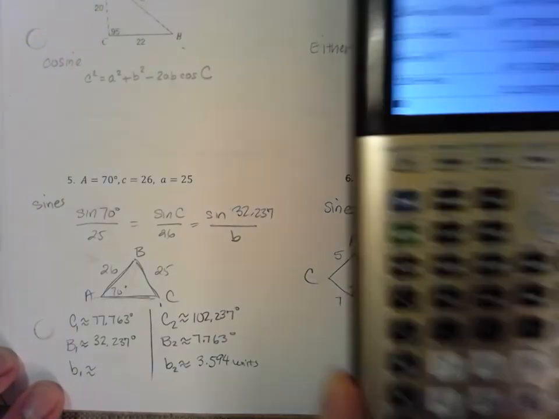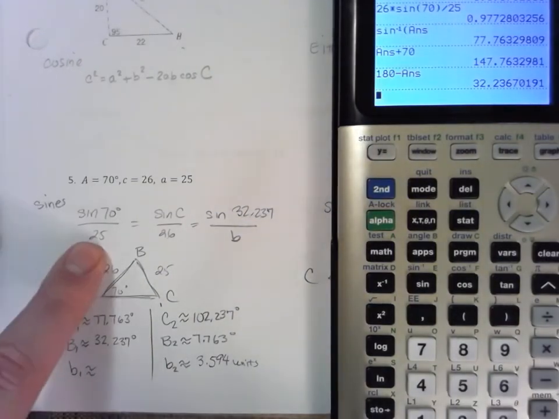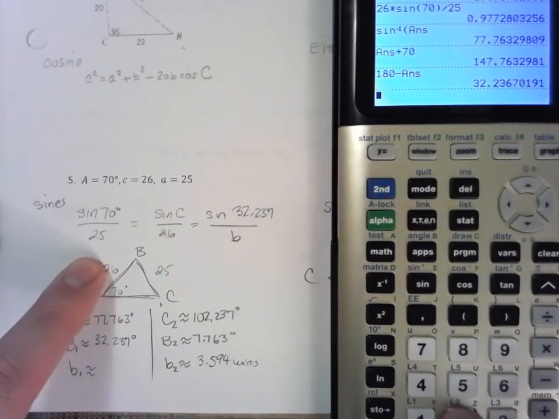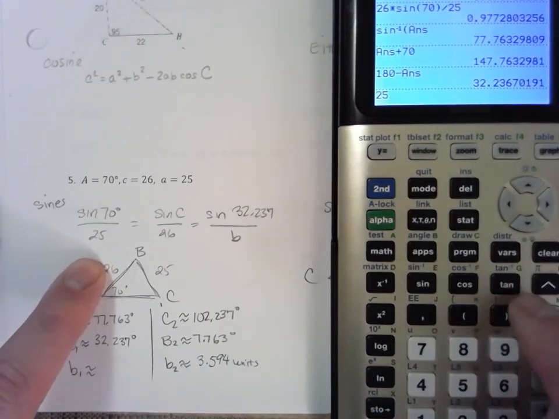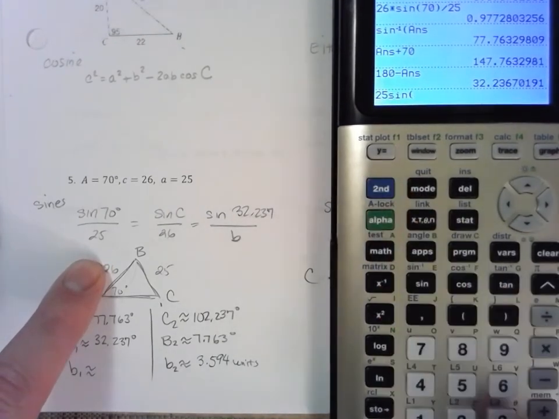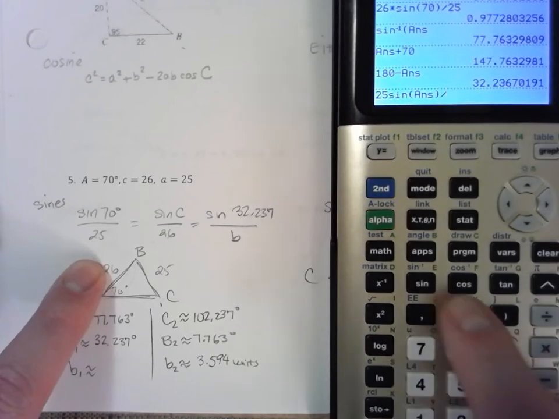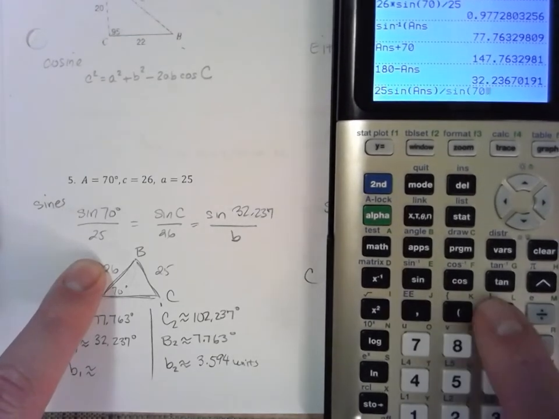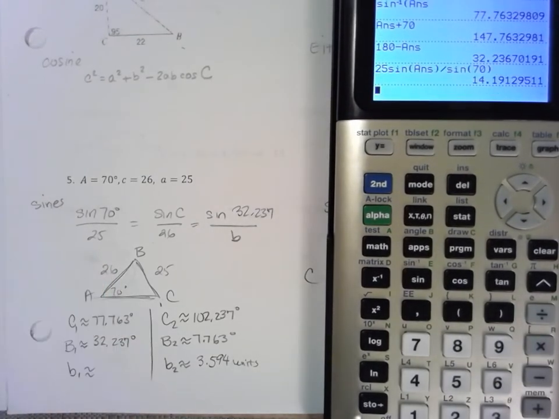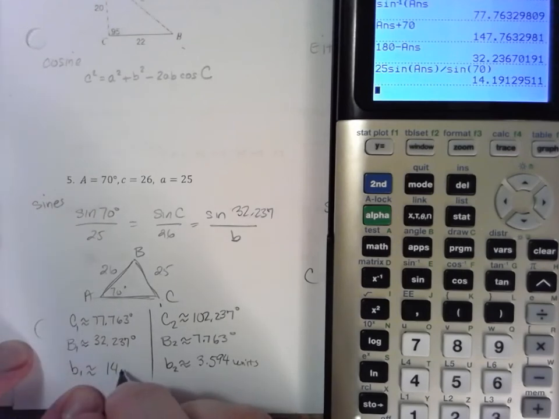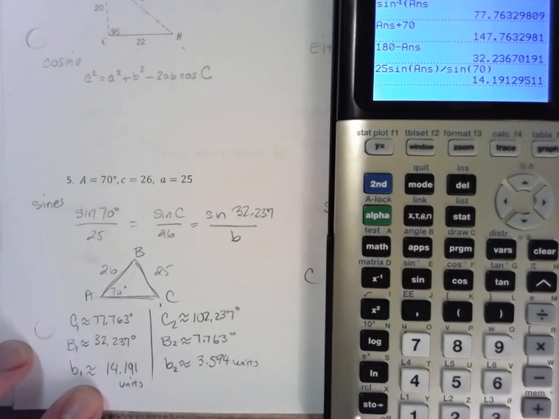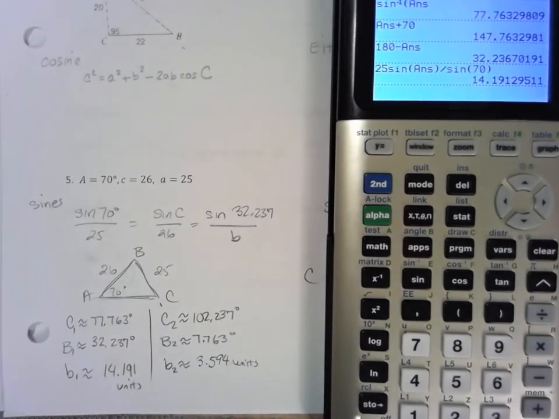Okay, here goes. So I'm going to do this times this divided by that. So 25 times the sine of the second answer divided by the sine of 70. That gives me a length of 14.191 units. Okay, so we did have an ambiguous case on this page, just so you know.